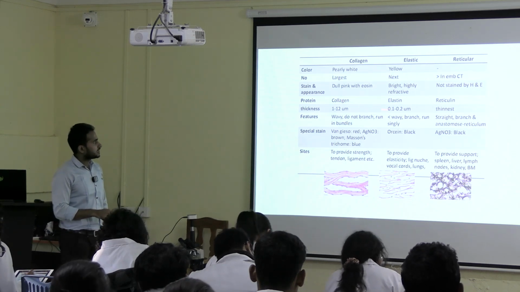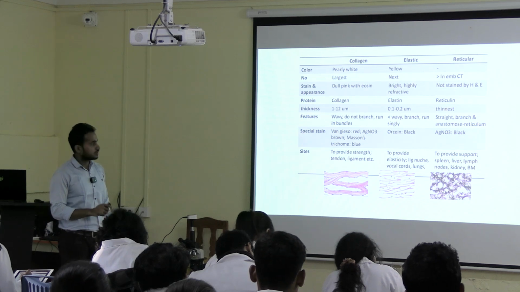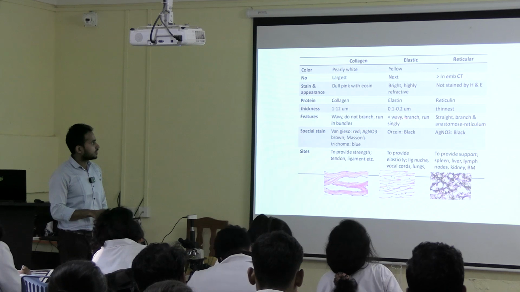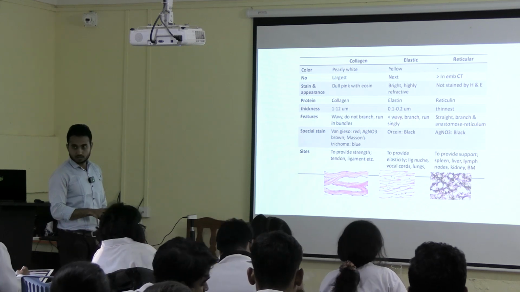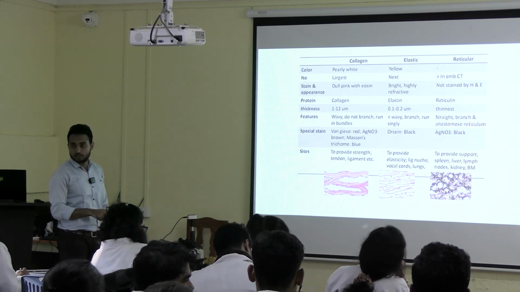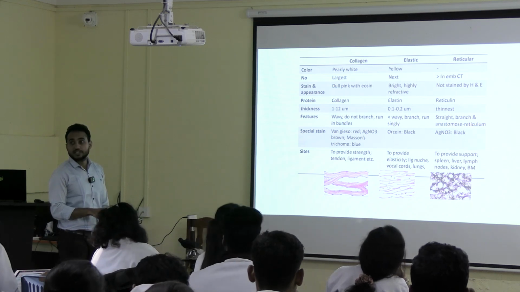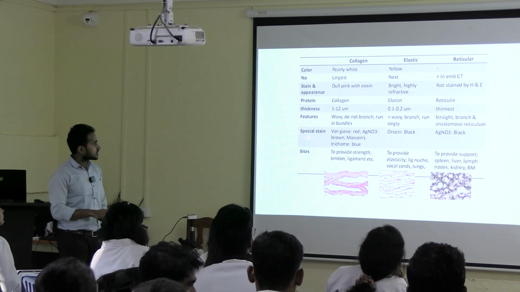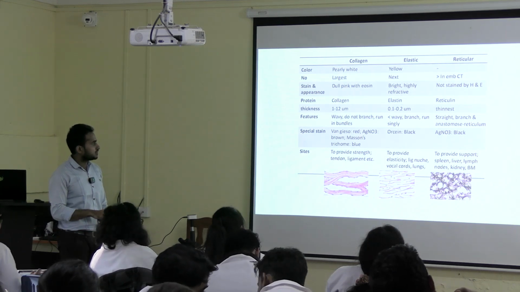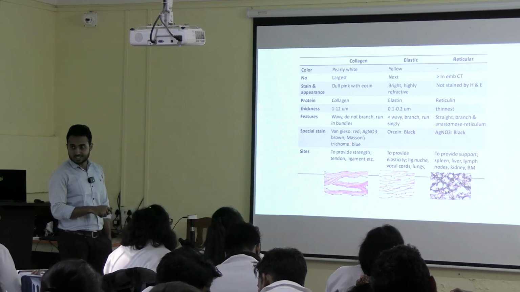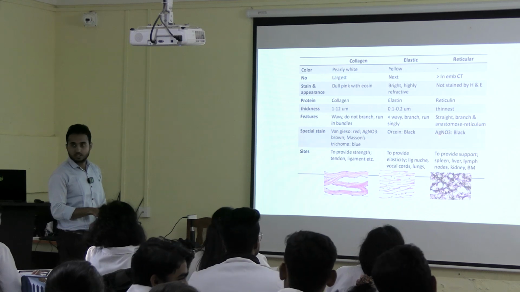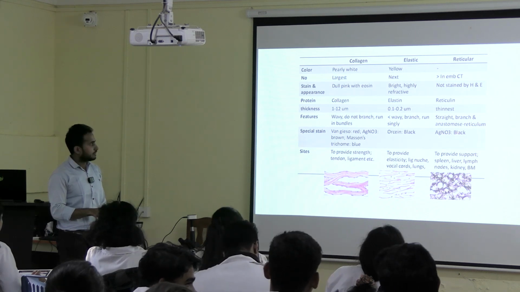Next, you can see the thickness, so reticular is the thinnest one. Next, features: collagen is wavy, does not branch, runs in bundles. Elastic is wavy, branches, runs singly, single fibers. Then reticular is straight, branches and anastomoses, forming a reticulum. What is the meaning of reticular? Network-like structure. Next, special stain. You can see these are the names of the special stains used to stain this particular type of fiber. As you can see, silver nitrate is used and then it will appear black.